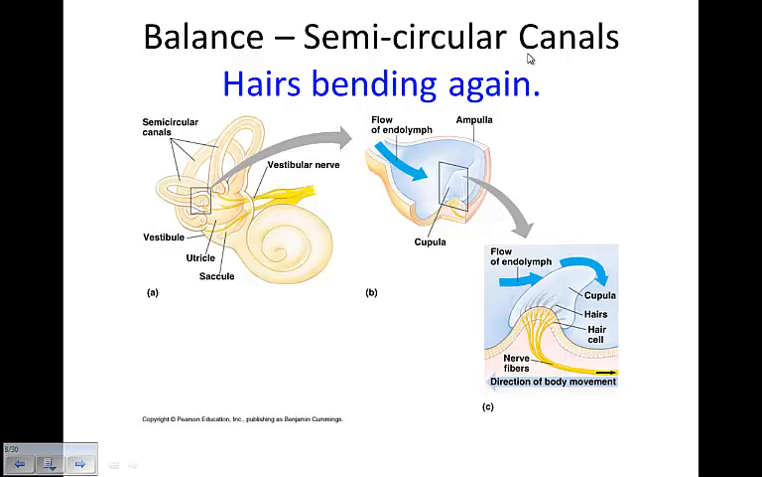The movement of the body causes this perilymph to flow through the canals and bend these hairs in there. And it's the bending of those hairs that causes the depolarization in the neurons, and this energy of motion is converted to electrical energy. So remember, we have to have the electrical energy that's going to end up ultimately going to the brain.